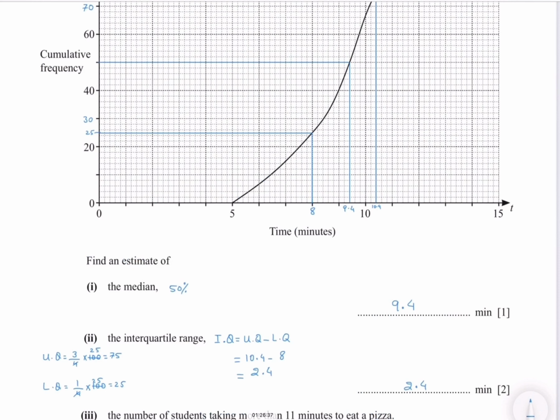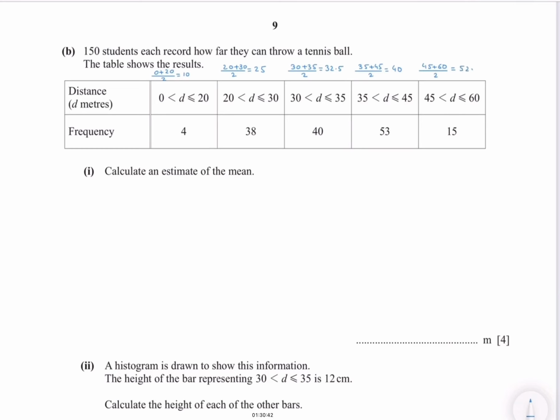Alright, 150 students each record how far they can throw a tennis ball. Table shows the result. So we have to calculate an estimate of the mean. To calculate the mean, we have to find out the middle value. So 0 plus 20 divided by 2 will give you middle value. So find out all the middle values of next classes, like 20 plus 30 divided by 2, and then 30 plus 35 divided by 2, and then 35 plus 45 divided by 2, and then 45 plus 60 divided by 2. So all the middle classes you have got.